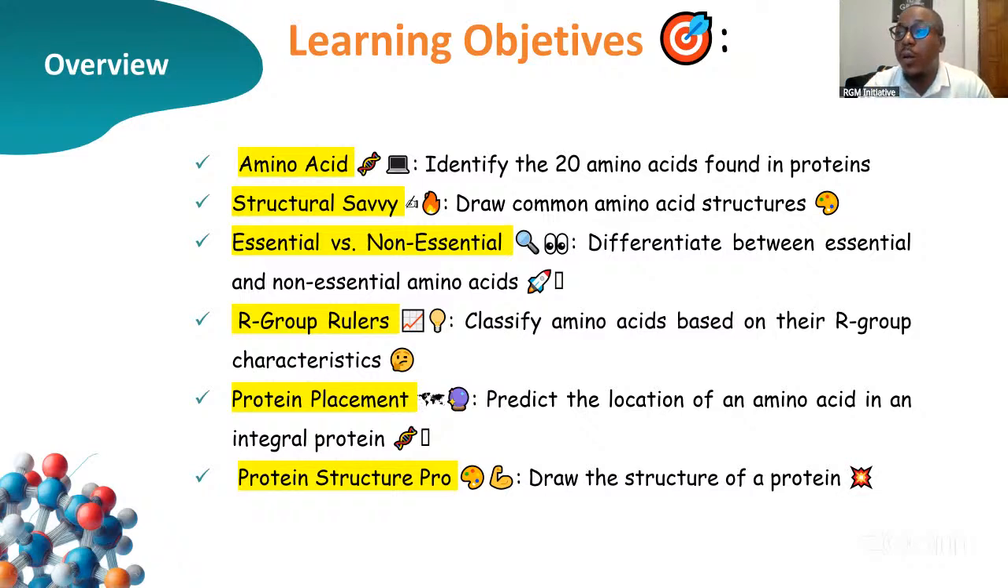So our learning objective for today's lecture will be focused on this major content. We're looking at amino acids, how we can identify the 20 amino acids that are found in proteins.